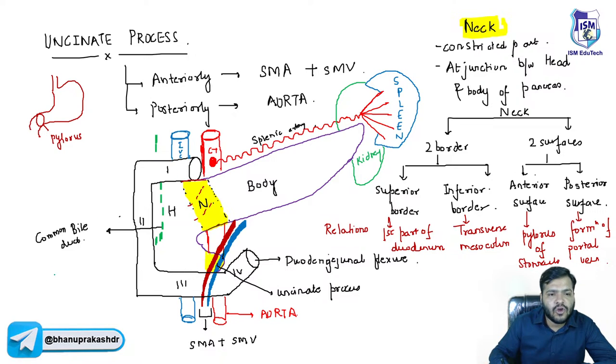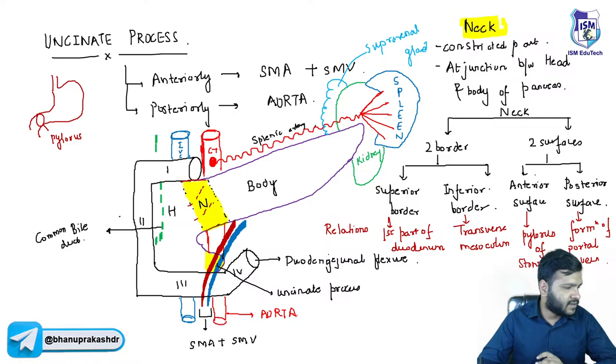Kidney, and on the top of the kidney you will have one gland, and that gland is called the suprarenal gland. We have drawn it with the same color, so I'll just change the color code for it. We have the suprarenal gland. So this is the suprarenal gland. It is something like this.